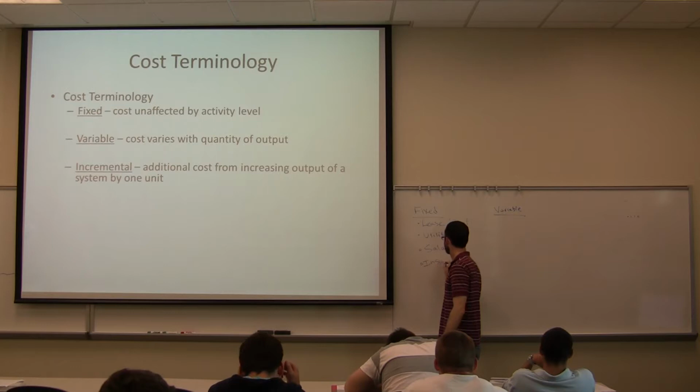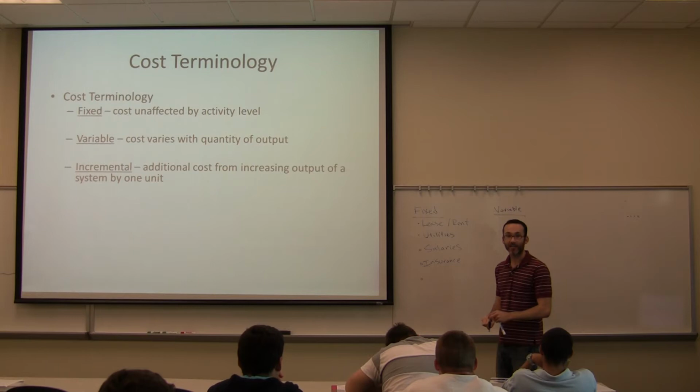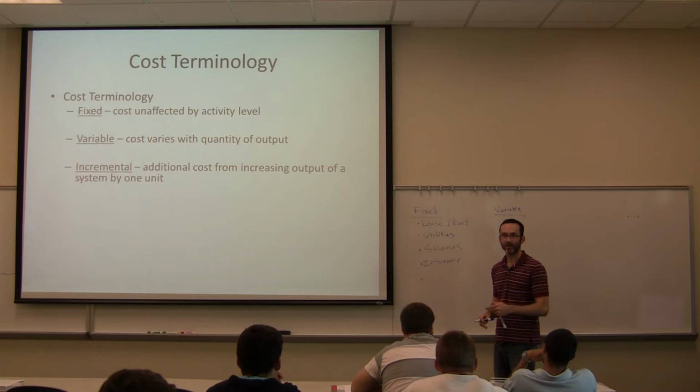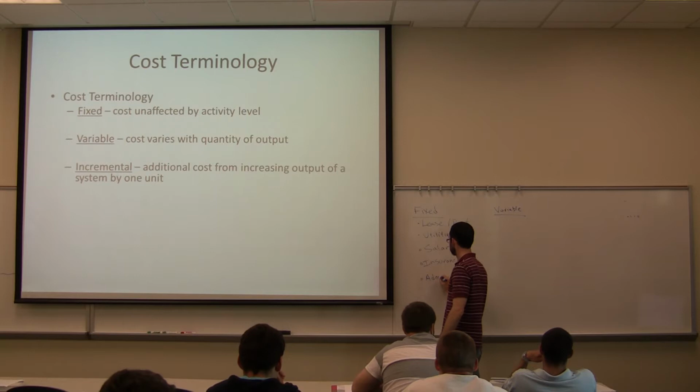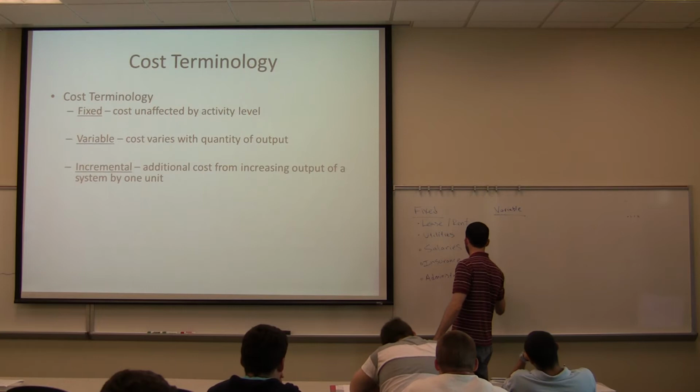Every year that business has to file a tax return. And so administrative costs like accounting, tax returns, whoever's doing the books. Permits. Administrative costs will be fixed, unaffected by the level of activity.